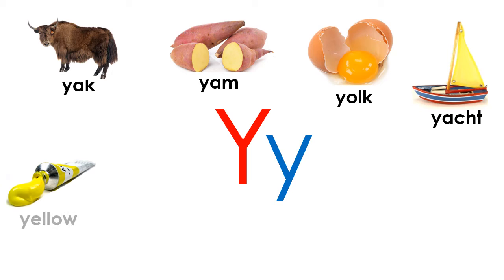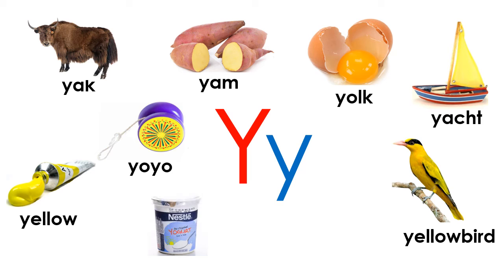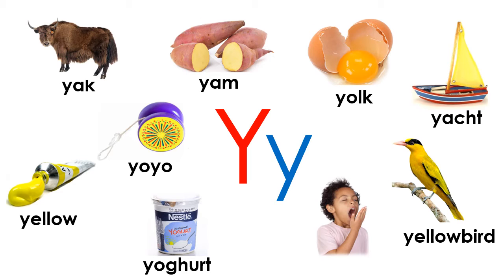Y for yellow. Y for yo-yo. It's a toy. Yo-yo. Y for yellow bird. Y for yogurt. Y for yawn. Alright kids, let's repeat. Yak, yam, yolk, yacht, yellow, yo-yo, yellow bird, yogurt, yawn.